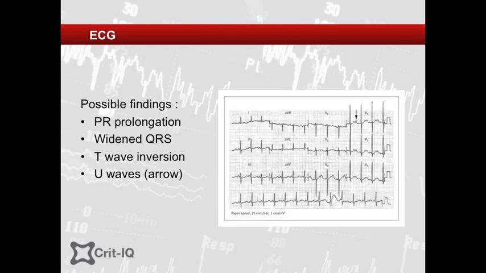The ECG features associated with hypokalemia are quite characteristic. Initial changes include PR interval prolongation and widening of the QRS, followed by T-wave inversion and the development of U-waves.